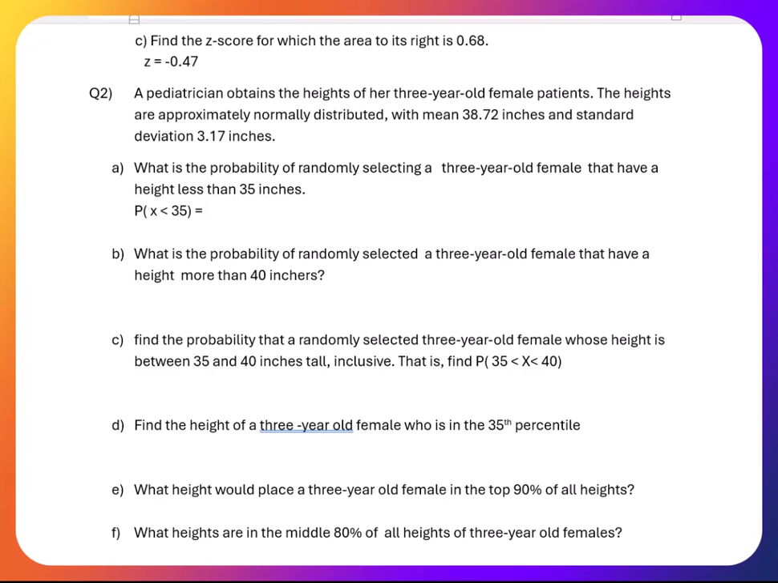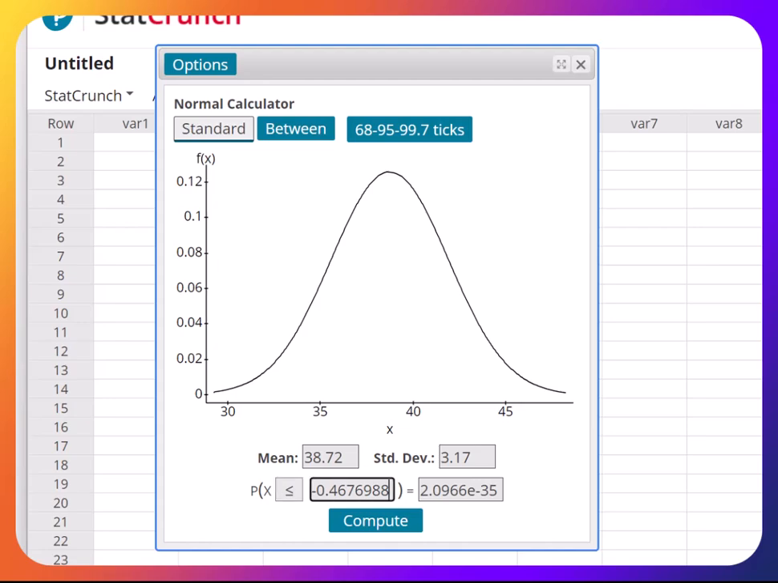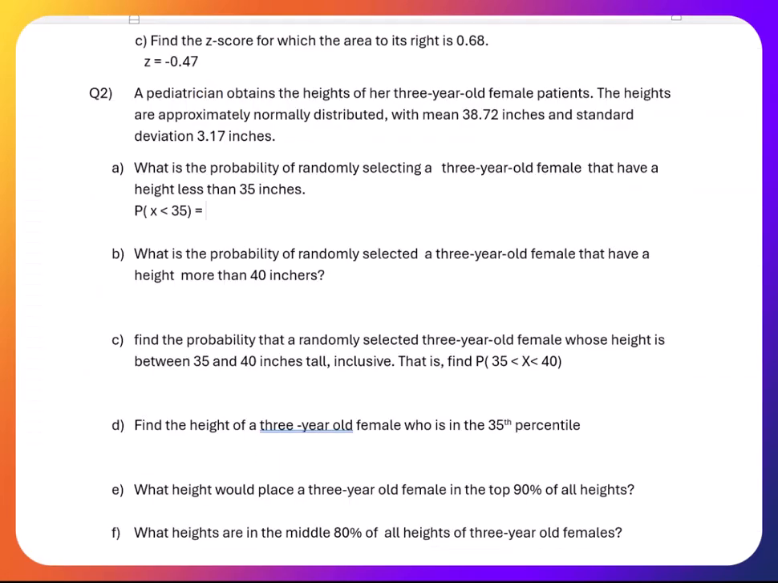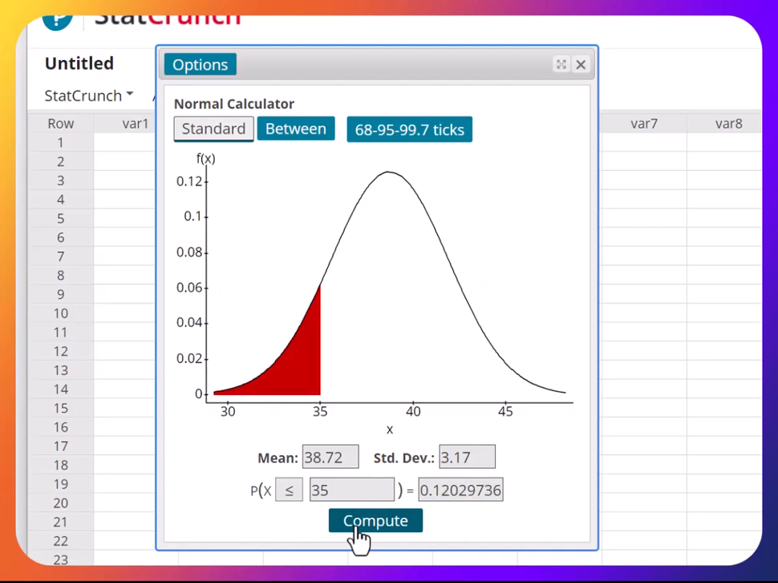Let's do it using StatCrunch first. The mean is 38.72 and the standard deviation is 3.17. So you change the mean to 38.72 and standard deviation to 3.17. And we need the probability of X less than, just change the sign, 35. Now you can go back and put the numbers there. He's asking for probabilities. And compute. And here's the answer. Look, this is 35. This is the area to the left. Less than means area to the left. 0.1203.